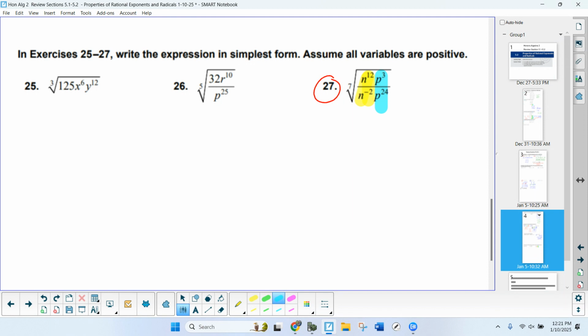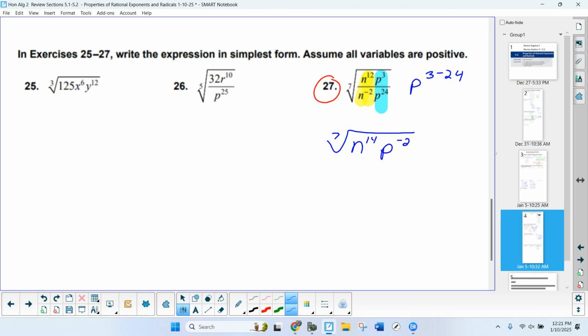What do you do, Natalie, to the n's? Add them, yeah, because it was subtract, and when you subtract minus a negative, it becomes positive. So she did 12 minus negative 2, so you got the 7th root of what? n to the 14th. And then what did you get here when you did 3 minus 24? You got p to the what?